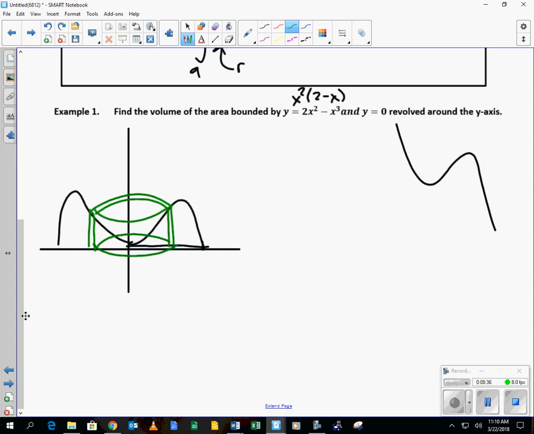Here's the amazing thing. We're not limited to washers or to shells. They're just the shapes that come up most often. Anything that you can find the area of, you could use in order to determine this. You just got to come up with that. All right, so I'm going to unravel that shape.